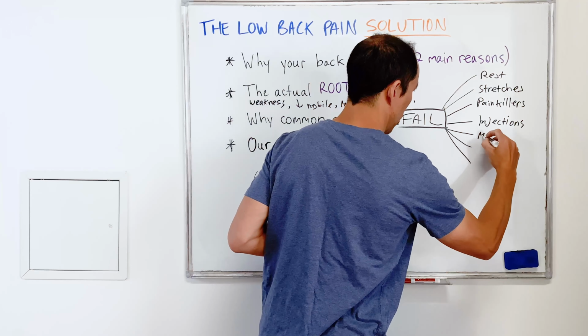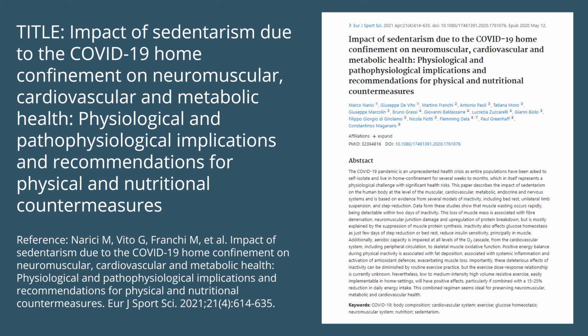Now, one study that I found that was done during the COVID lockdowns, where you could see the increase in sedentarism on people and the effects of that, showed that muscle wasting occurs rapidly, being detectable within 2 days of inactivity. This is huge. Just 2 days of being inactive and sitting around can result in muscle wasting, also known as atrophy, and when your muscles get smaller, they're going to be weaker.